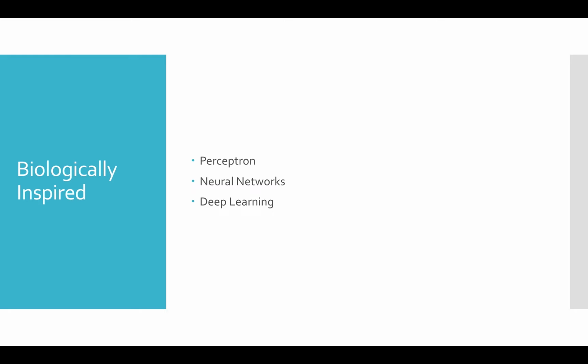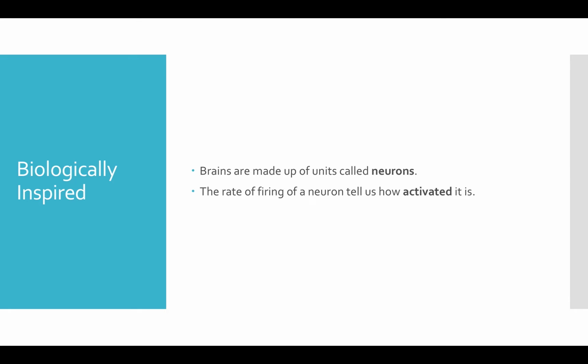Perceptrons are supposed to be biologically inspired. As we've gotten further and further away from the perceptron with neural networks and deep learning, we've gotten a little bit further away from the biological inspiration. Brains are made up of units called neurons. We'll use that same terminology when we're talking about perceptrons. And the rate of firing of a neuron tells us how activated it is. We'll also use this word activated or activation when we're talking about perceptrons and neural networks.